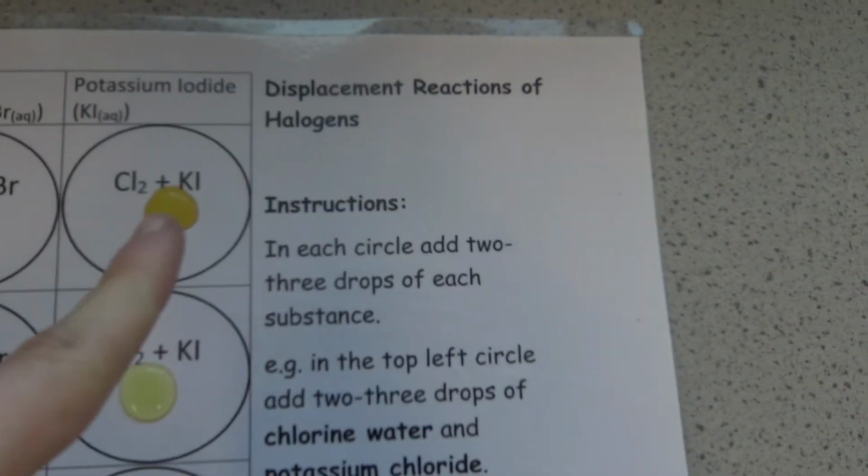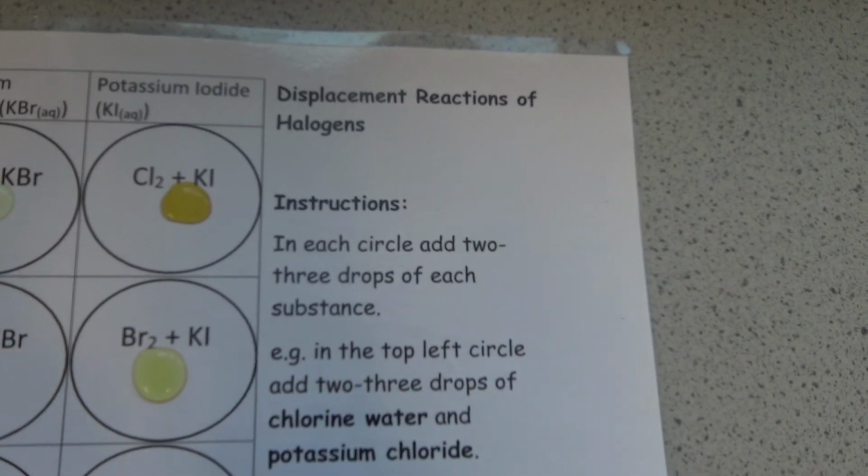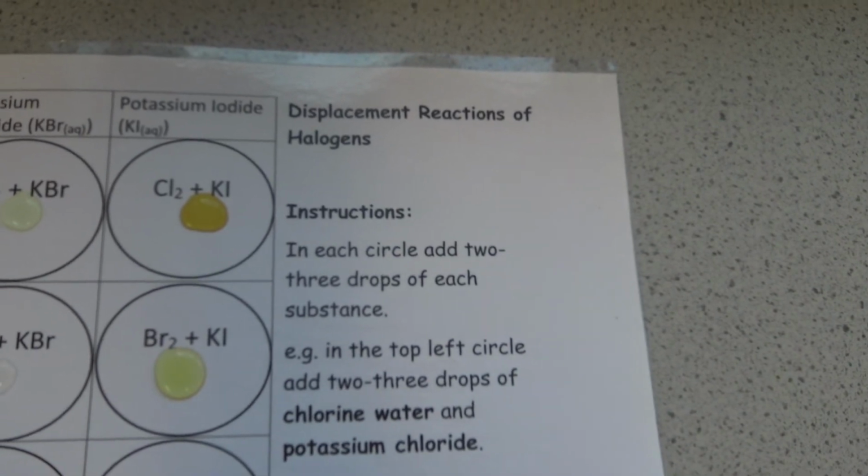Then let's go over here. You've got chlorine and potassium iodide. Chlorine is more reactive than the iodine, so it stole the potassium away from it. Let's go on to the second row.